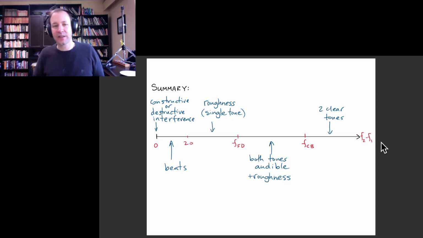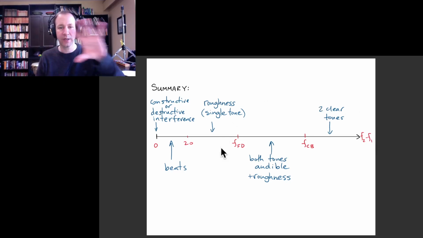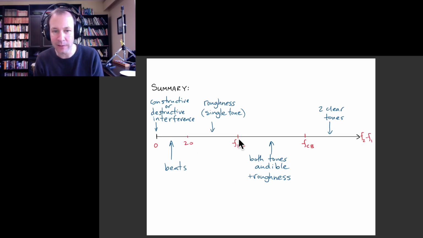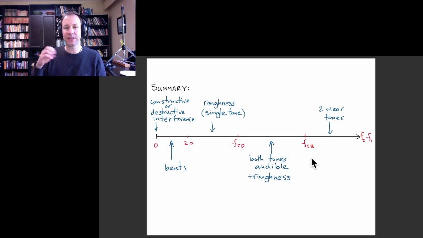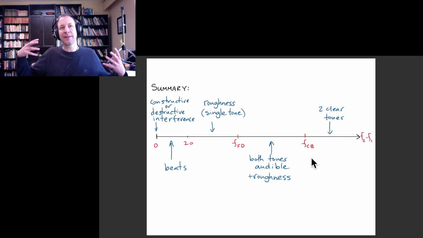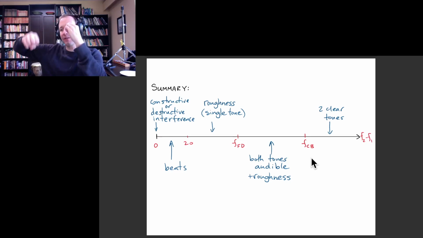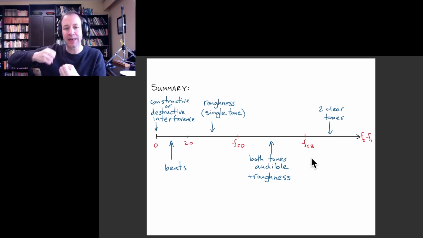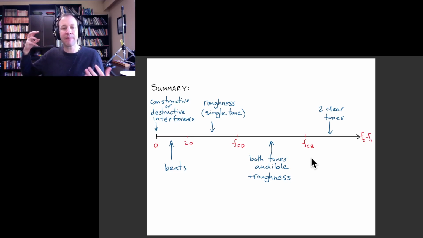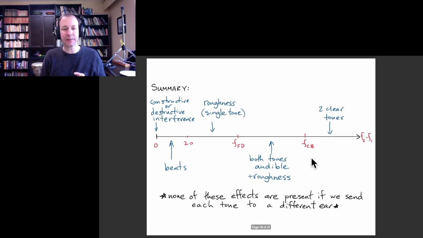So now we can turn to the question of why we experience things in this way. Why do we have a hard time hearing the two separate tones up until this frequency discrimination limit, and why is there this roughness up until the critical band frequency limit? It actually has to do with the fact that these two sounds are competing with each other in one ear. The two sounds are both trying to excite our basilar membrane inside our cochlea at the same time. They compete with each other, and that gives rise to all these effects.